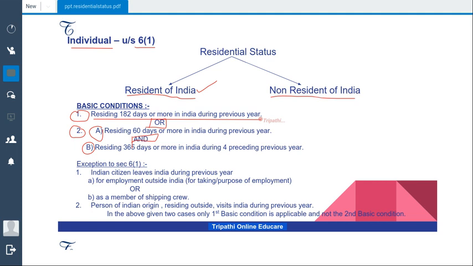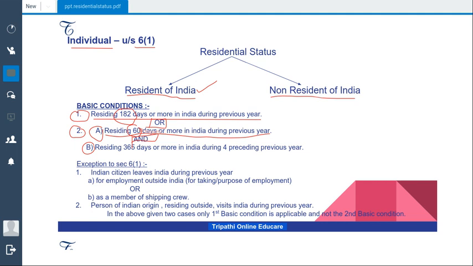If you are not able to fulfill this first basic condition, then you have one more option, that is the second basic condition. But if you are going for the second basic condition, you will have to fulfill both parts of it. So let us understand the first part of the second basic condition: residing 60 days or more in India during the previous year. You cannot stay for 182 days, but at least stay for 60 days. 182 days is approximately 6 months, 60 days is approximately 2 months. So that is manageable.